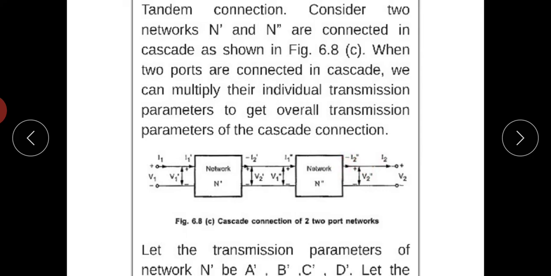By using this circuit we can write the relations of voltages and currents. Here V1 equals V1 dash, V2 dash equals V1 double dash, and V2 double dash equals V2. These are the three voltage relations. Next, the current relations: I1 equals I1 dash, I1 double dash equals minus I2 dash, and I2 equals minus I2 double dash. So these are the voltage and current relations.